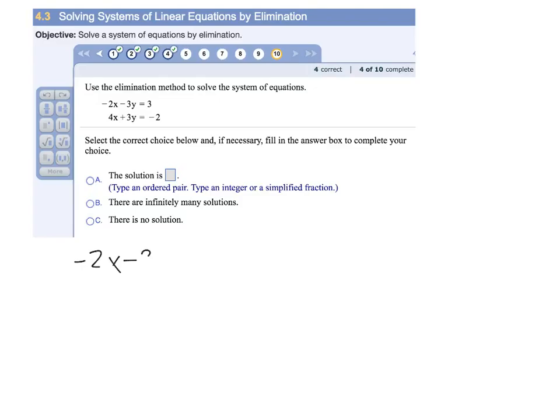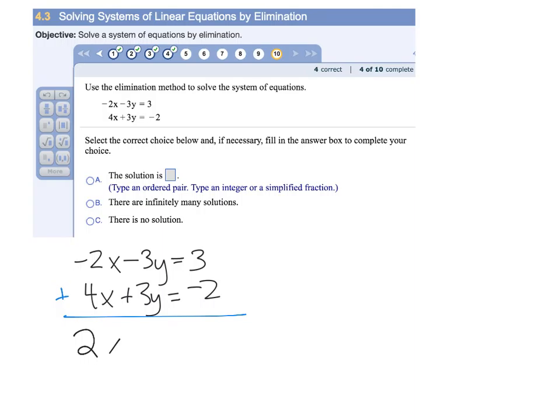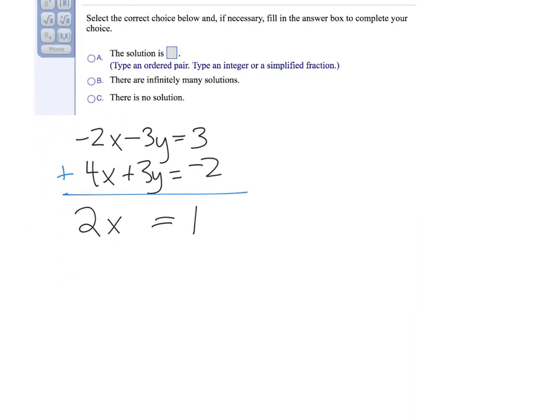So I'm going to begin by copying the two equations. And then the next one is 4x plus 3y equals negative 2. Rockin', we already have opposites right here. So that means if we add, you end up with 2x is equal to 1. And so you divide both sides by 2. You get x is equal to 1/2.